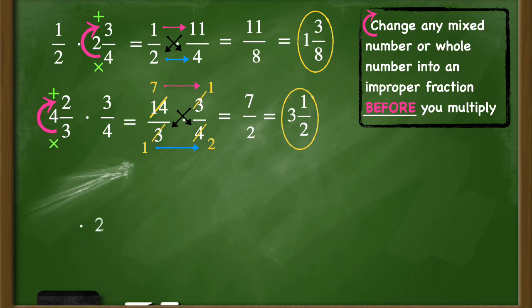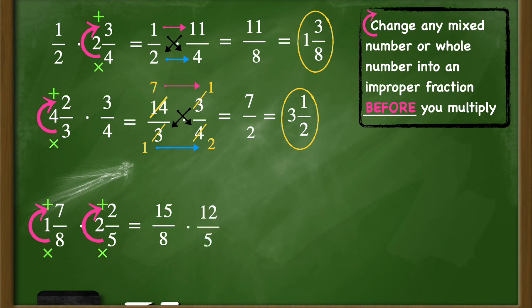All right? Now this last problem we're going to look at has a pair of mixed numbers, which means that we're going to need to change both of those mixed numbers into improper fractions before we multiply. So let's go ahead and change 1 7/8 by doing 8 times 1 is 8, plus 7 is 15. So that first mixed number turns into an improper fraction of 15 over 8. My second mixed number, I'm going to do 5 times 2 is 10. 10 plus 2 is 12, and again my denominator does not change, so I'm going to have 12 over 5.